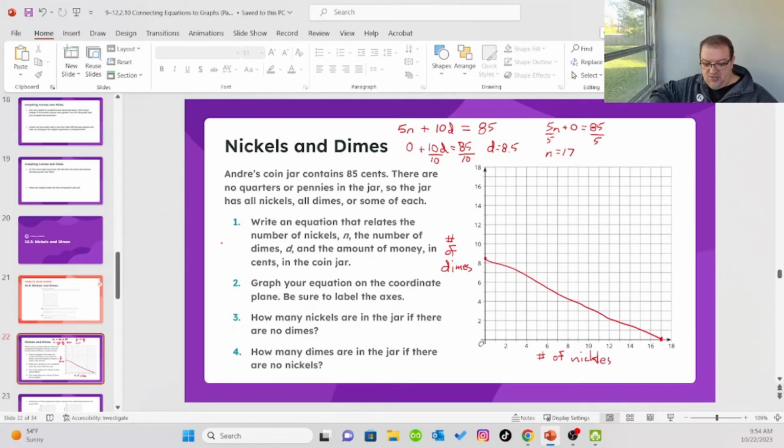How many nickels are in the jar if there are no dimes? So at no dimes, we come down here to the x-axis, and we say there are 17 nickels. How many dimes are in the jar if there are no nickels? We go over here to the y-axis where we have no nickels, and we go up to our y-intercept, which was 8.5 dimes.